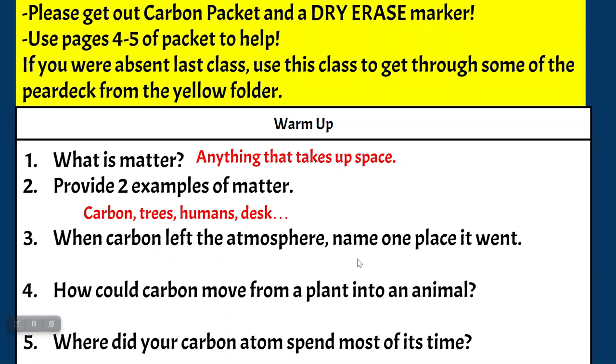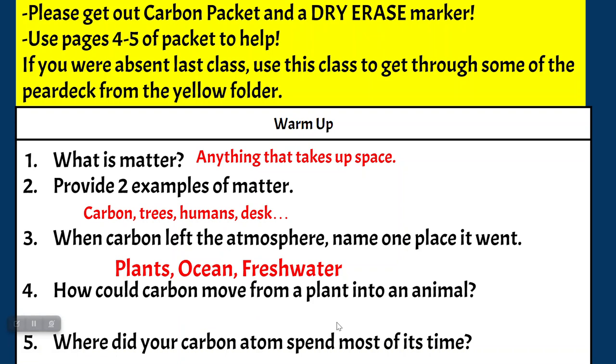So when carbon left the atmosphere, places it could have gone: to plants, right? Leaving the atmosphere, going to plants. That would be photosynthesis, right? Going from the atmosphere as carbon dioxide into plants where it becomes glucose. It might have gone into the ocean through diffusion, or into freshwater also through diffusion.